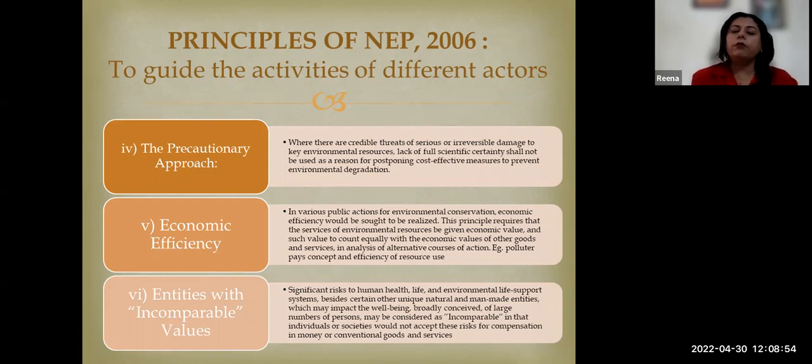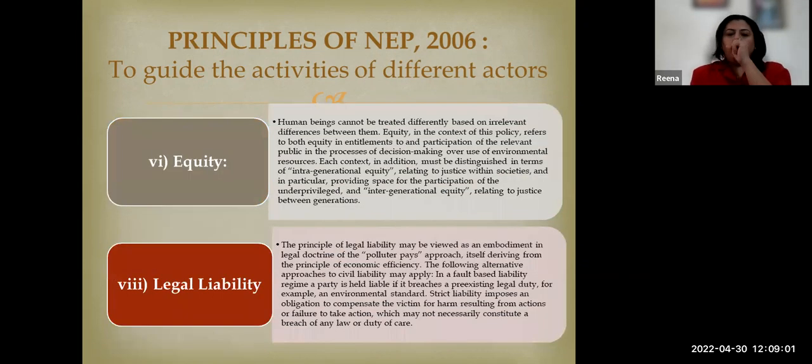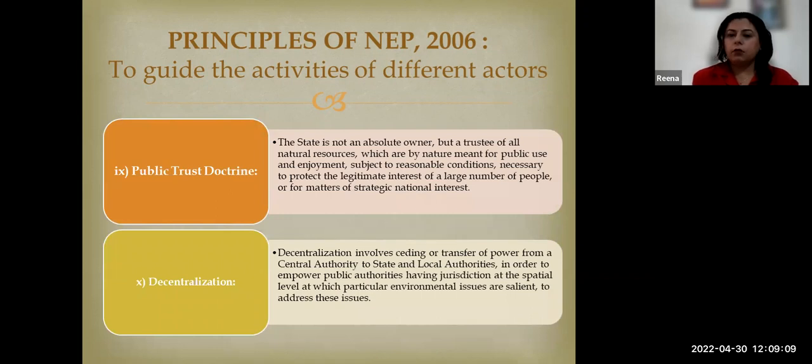Okay, so entities with incomparable values have to be taken care of. For example, significant risk to environment, health and life, and environment related life support systems, they have to be taken care of. We have already discussed the equity, legal liability, and the public trust doctrine, that the state is not an absolute power. So that's why strategic national interest and involvement of the public has been there through public interest litigation, through public hearings, and through availability of all the information related with environmental issues on public portals. For example, if it is EIA, then everything is available. If it is any scientific project related with any environment related issue implemented by the Ministry of Environment and Forest, then also it is available in the public domain.